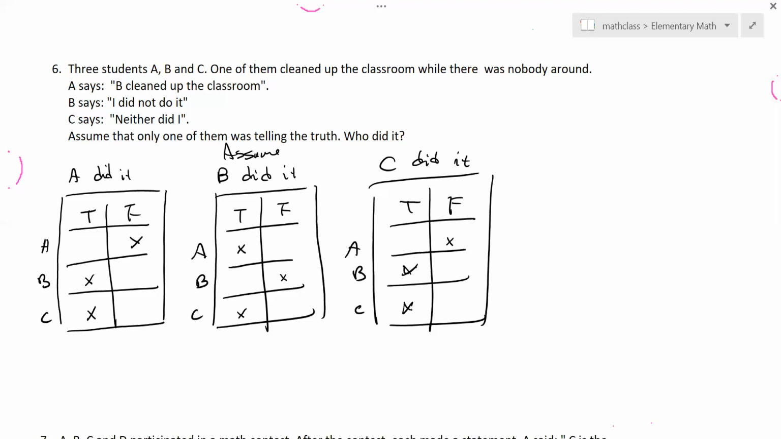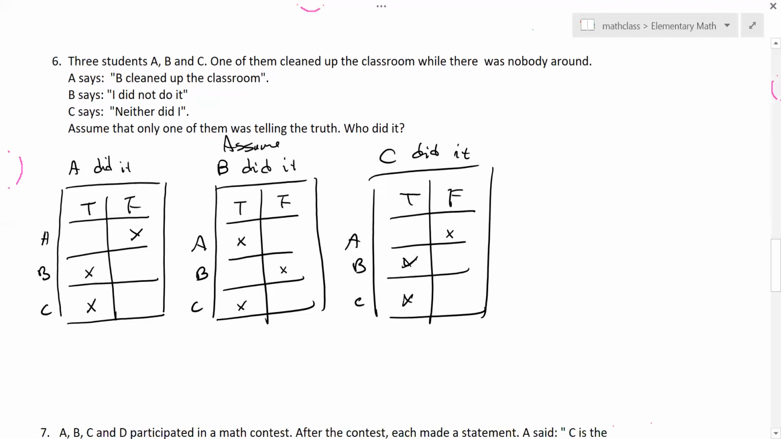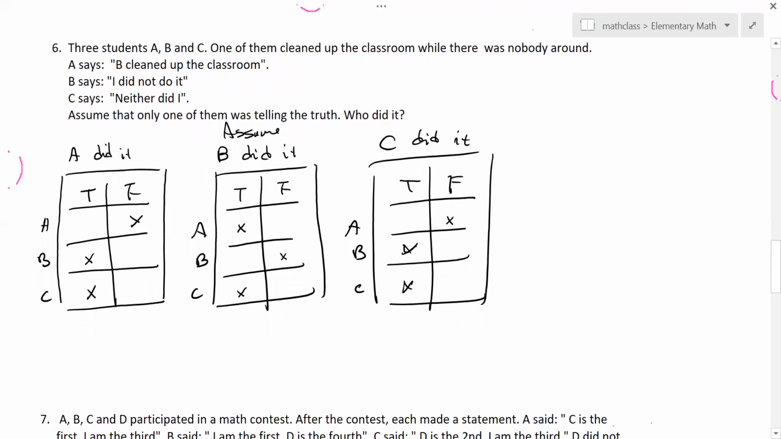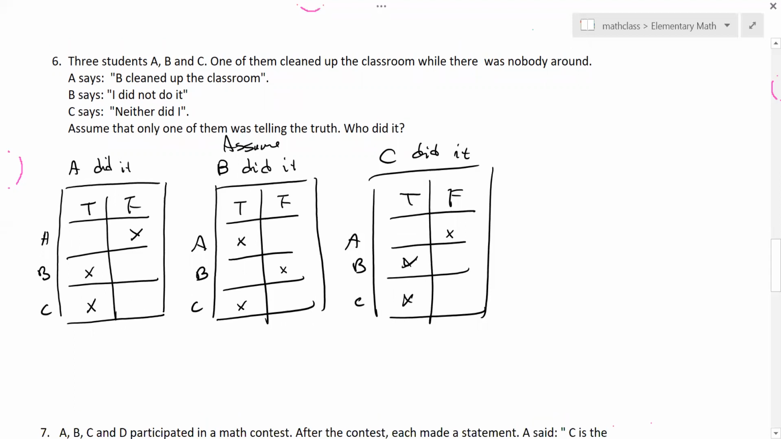Okay, let's look at the picture. I think there's no answer here. Let me see. I read the wrong sentence. Let's see. Did I type it wrong? Yeah. Let's go back. Only one of them telling the truth. Okay? Only one of them telling the truth.